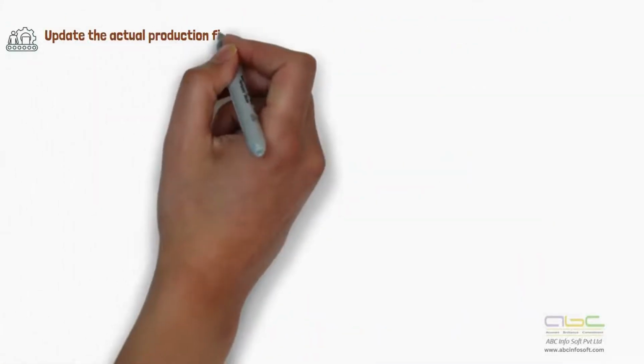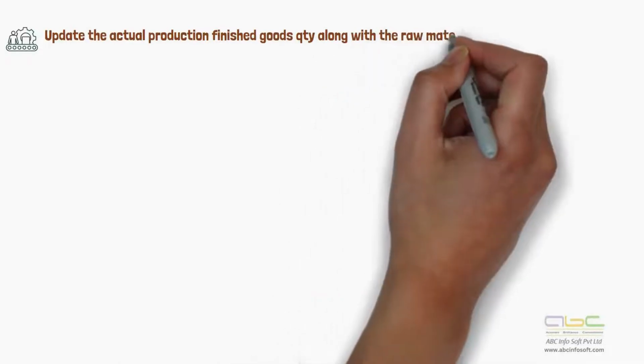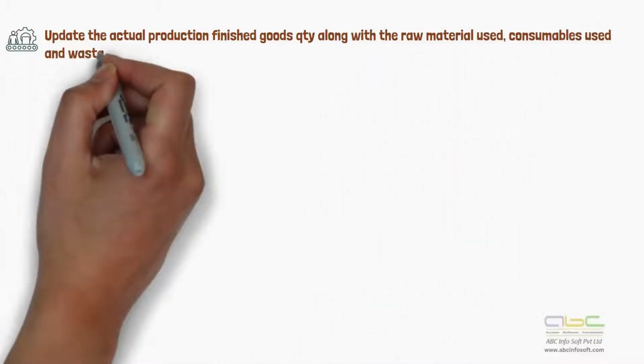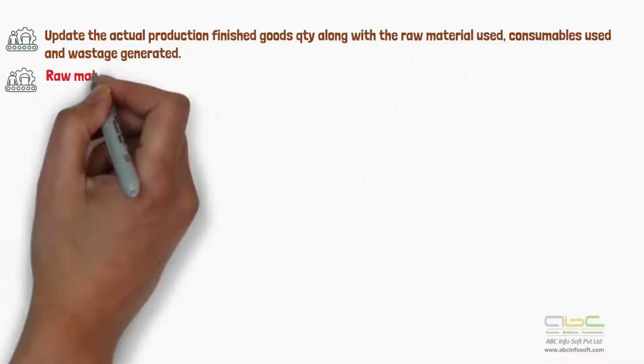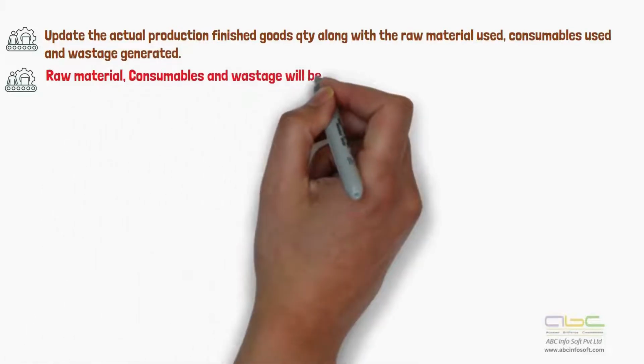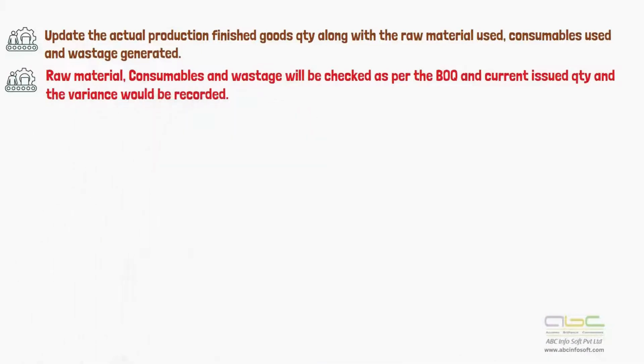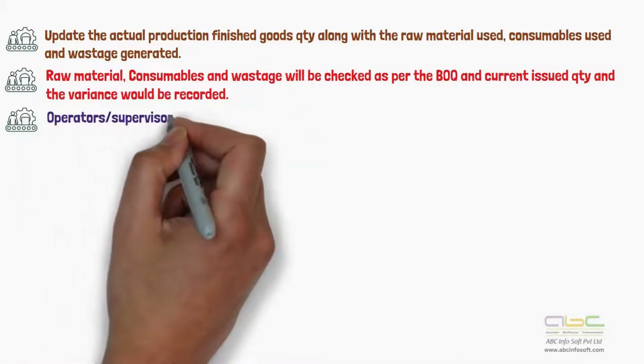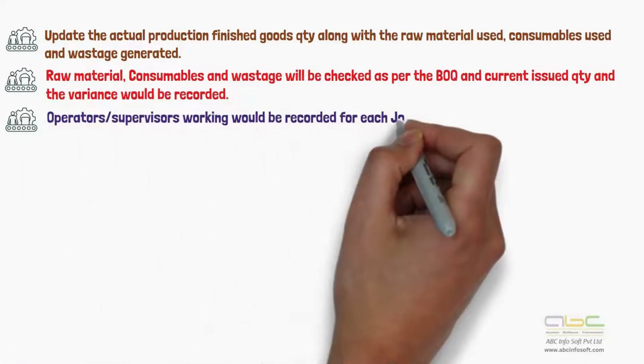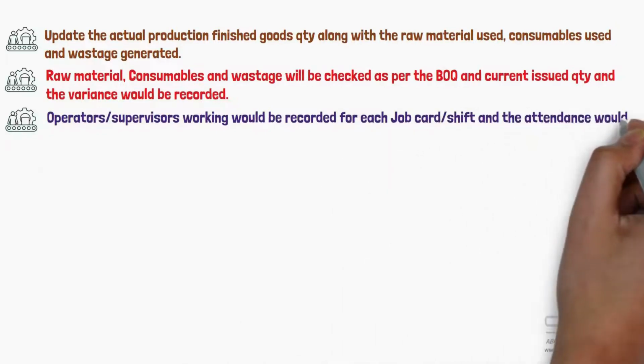Update the actual production finished goods along with the raw material used, consumables used and wastage generated. Raw material, consumables and wastage will be checked as per the BOQ and current issued, and the variance would be recorded. Operators, supervisors working would be recorded for each job card, shift and the attendance would be marked in HR module.